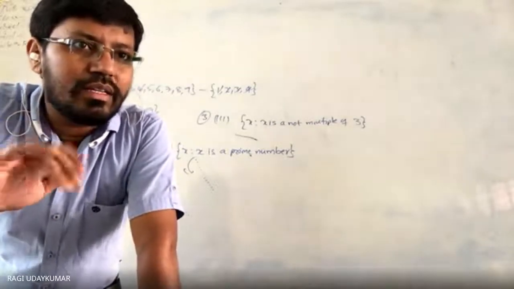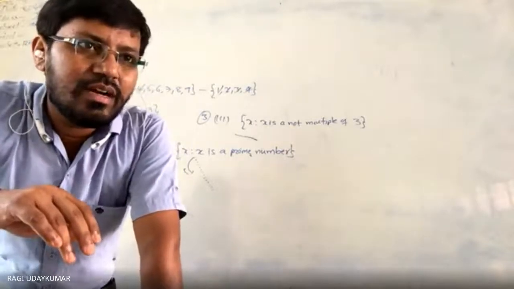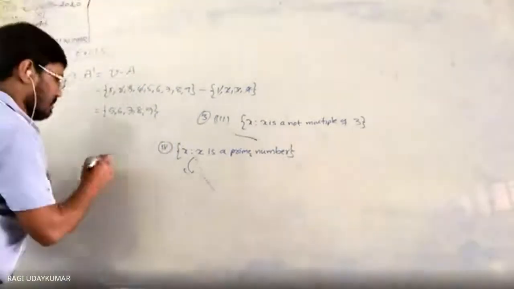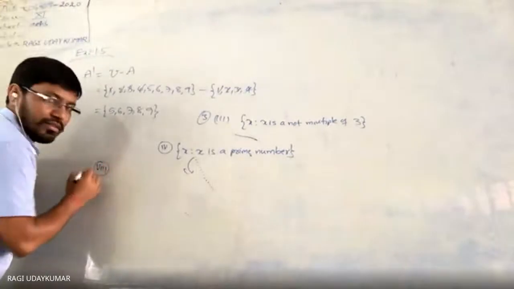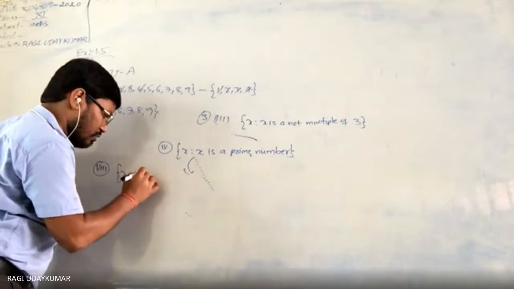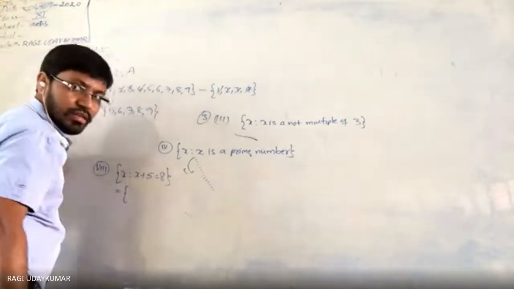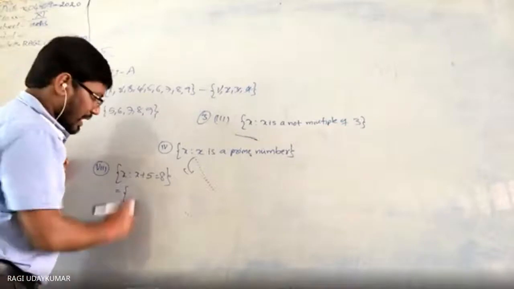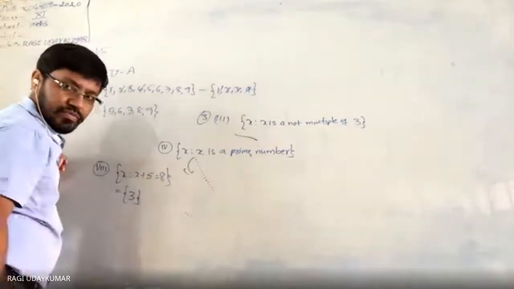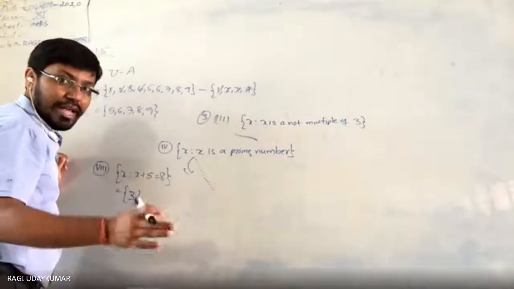Next one, third problem is over. You can solve it. It's not very difficult. What about the 8th problem in this? See here, 8th one. What is the question given here? X is such that x plus 5 is equal to 8. So what is the answer for this? X plus 5, x is only 3. Only 3. So other than 3, all the natural numbers.